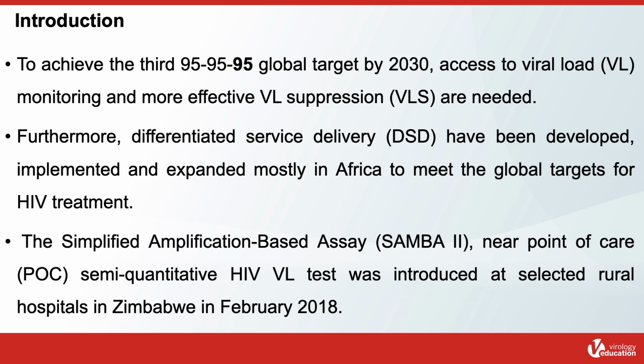We all know that viral load monitoring is critical for viral load suppression and to achieve the third 95 global target by 2030. In addition to viral load monitoring, differentiated service delivery have been developed, implemented, and expanded mostly in Africa to meet the global target for HIV treatment. That's one of the reasons why the simplified amplification-based assay called SAMBA-II, which is a new point-of-care semi-quantitative HIV viral load test, was introduced at selected rural hospital in Zimbabwe in February 2018 to address the problem of viral load testing at rural sites.